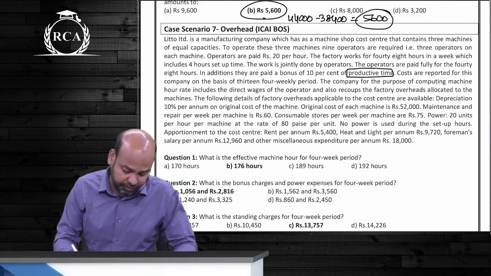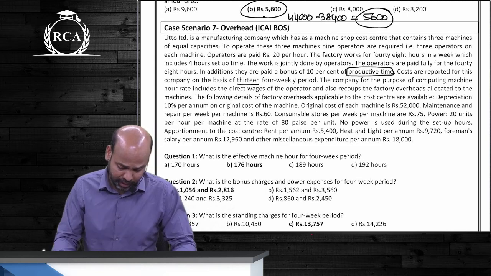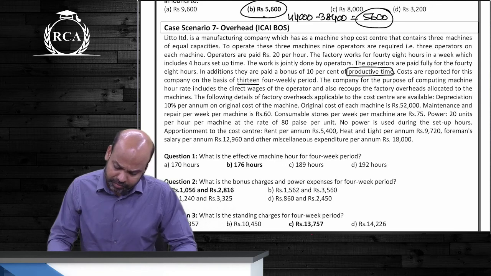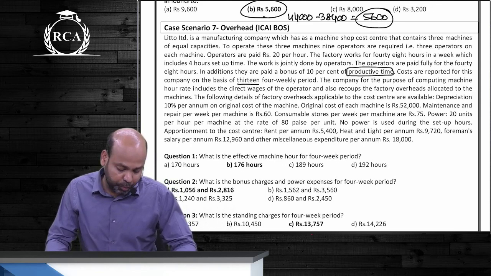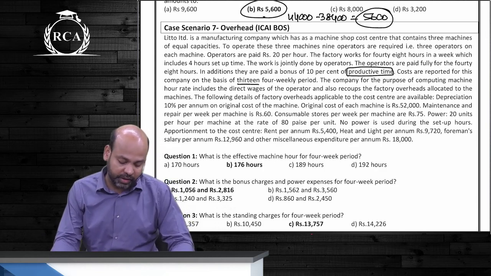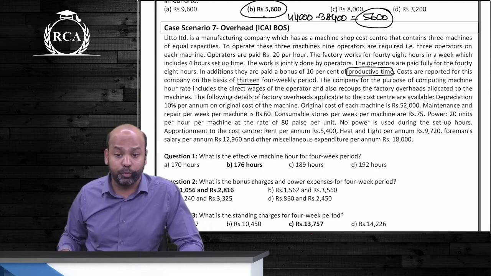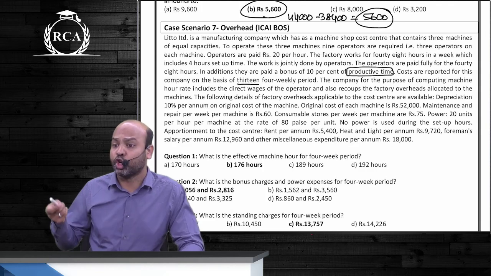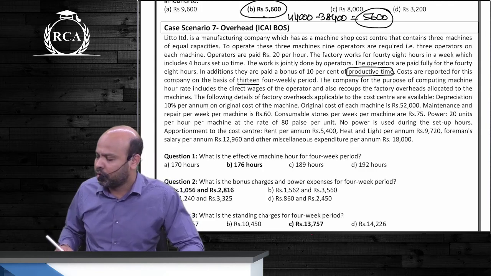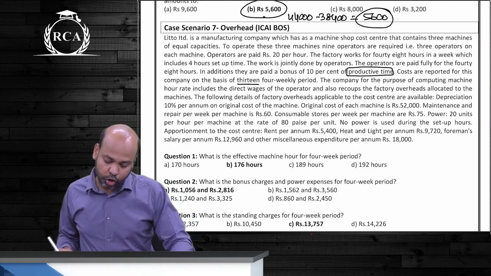Costs are reported for this company on the basis of 13 4-weekly periods. The company, for the purpose of computing machine hour rate, includes the direct wages of operator and also recoups factory overheads allocated to the machines. You don't need to be given this. By default, if they ask us to compute comprehensive machine hour rate, won't you include operator wages also? Next, the following details of factory overheads applicable to the cost center are available.